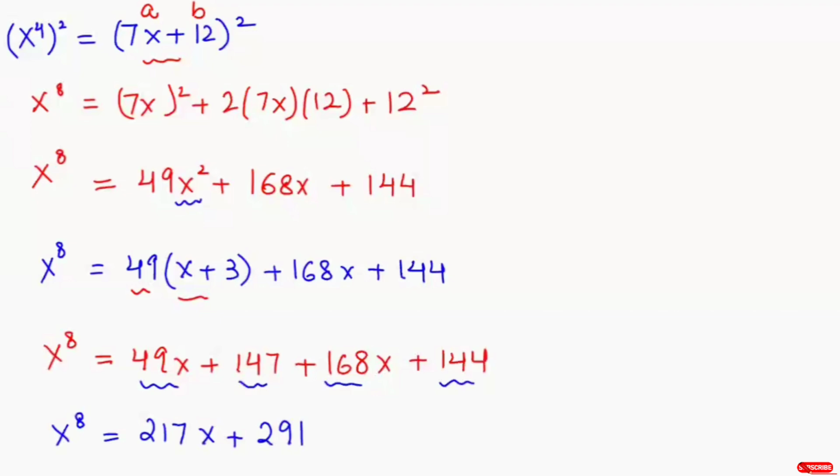Our aim is to find out the value x to the power of 7, but here we get the power of 8. So for that, I'm going to divide both the side by x. x to the power of 8 over x is equals to 217x plus 291 over x.